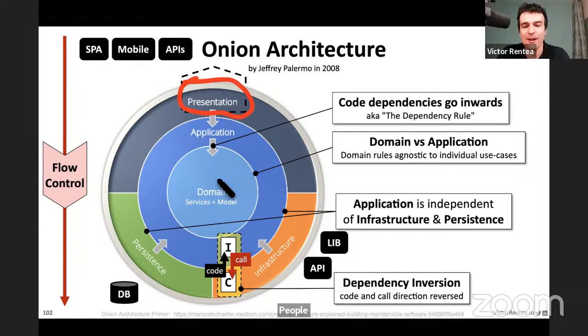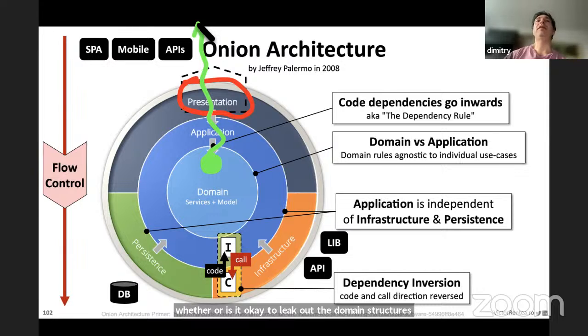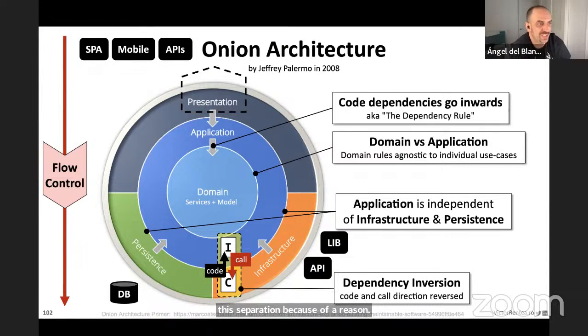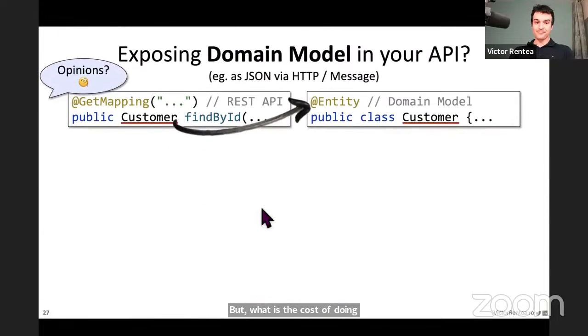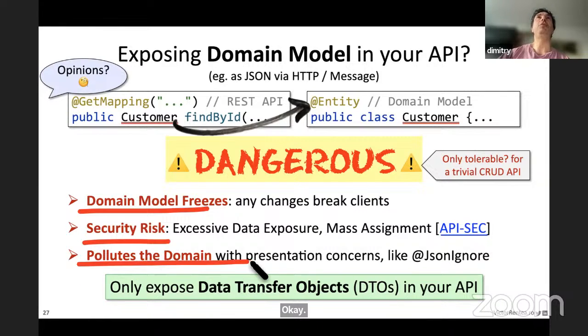I believe, Dimitri, correct me here, you're asking whether it is okay to leak out the domain structures to my client? Well, actually, I think that as long as I have my domain and it's okay to be used as an object, as a data structure to be sent out, I don't see a reason to duplicate it. But once I get this reason, I can make this separation because of a reason. But what is the cost of doing this? More mapping. You leak out your entity. The cost is mapping at the beginning, or mapping when you know why you need it.